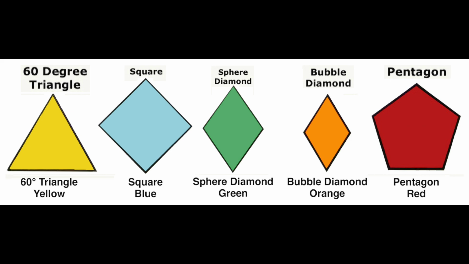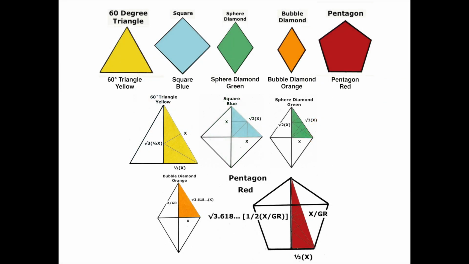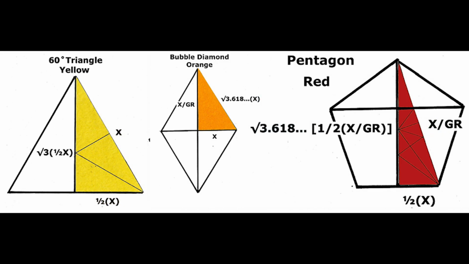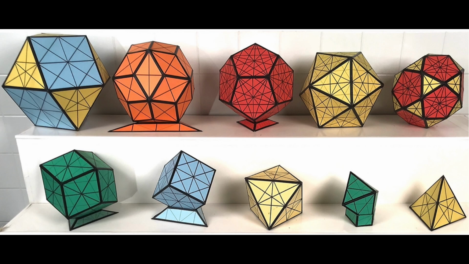Natural modular building techniques color coordinate 5 basic shapes. Each color represents the fundamental information embedded in that shape. The 60-degree triangle is yellow and exists in both families. The sphere family combines it with the blue square and the green sphere diamond. The bubble family uses red pentagons and orange bubble diamonds in combination with the yellow 60-degree triangle. These two distinct color schemes allow for quick recognition of an unknown structure.